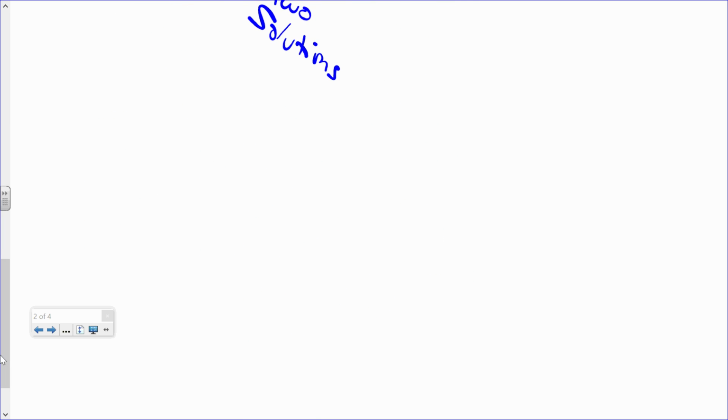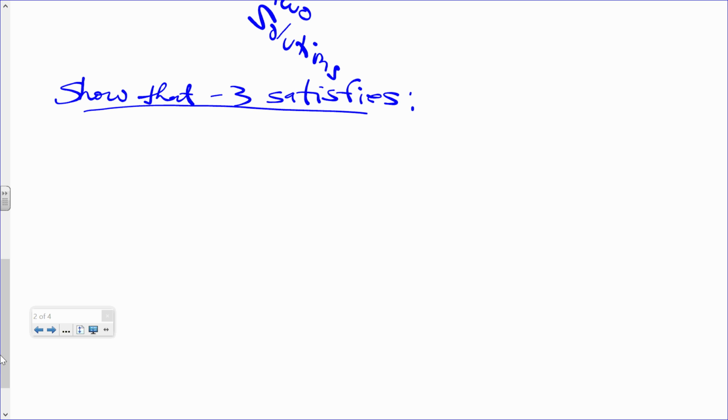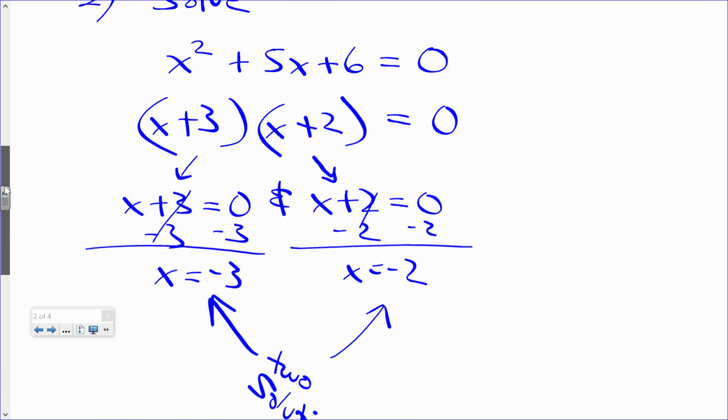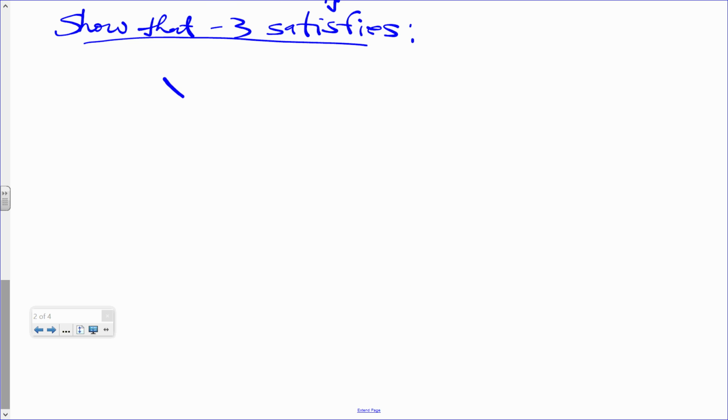Now, you can copy this down if you want. So I'm going to show that negative 3 satisfies. Here we go. Just in case there's any doubters in here. So, x squared plus 5x plus 6 equals 0. This is the equation we solved. Let's show negative 3 satisfies. Wherever I see x, I'm replacing with negative 3.